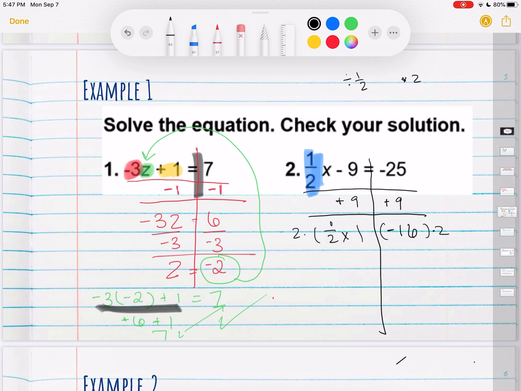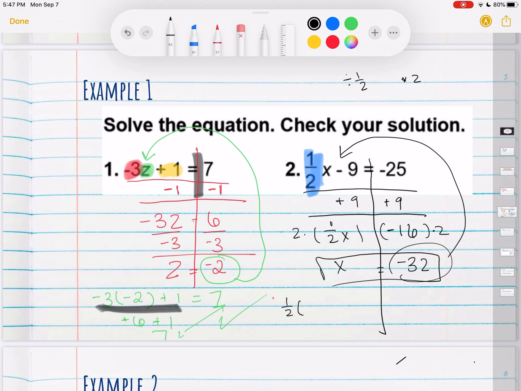So when I multiply by 2 on the left, I'm just left with x. When I multiply by 2 on the right, I'm just left with -32 as my answer. Am I done yet? If you said no, you're exactly right. I need to check my solution. So I'm going to take that -32 and plug it back into that equation. So 1/2 times x, which is -32, minus 9, and that should equal -25. Well, 1/2 times -32, that's -16. Then -16 minus 9, that's -25. And that is correct.